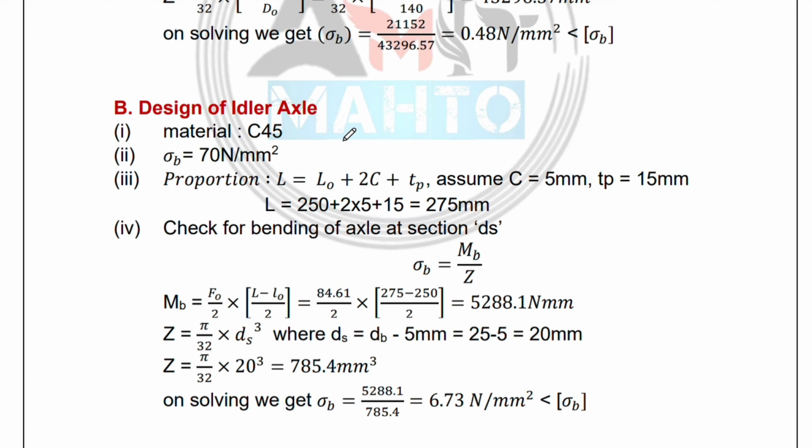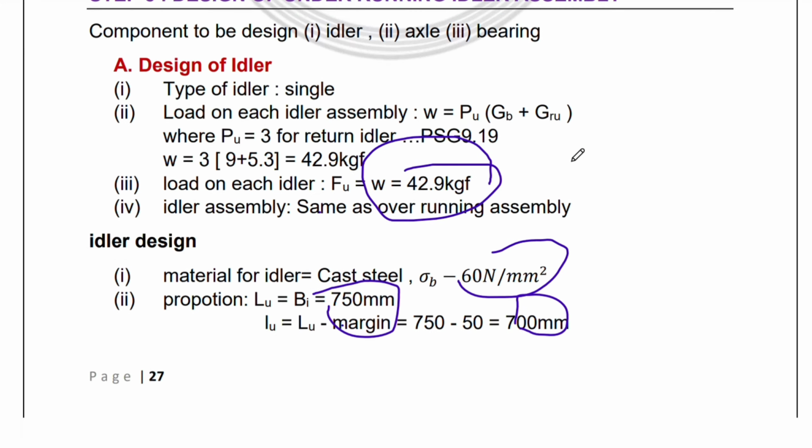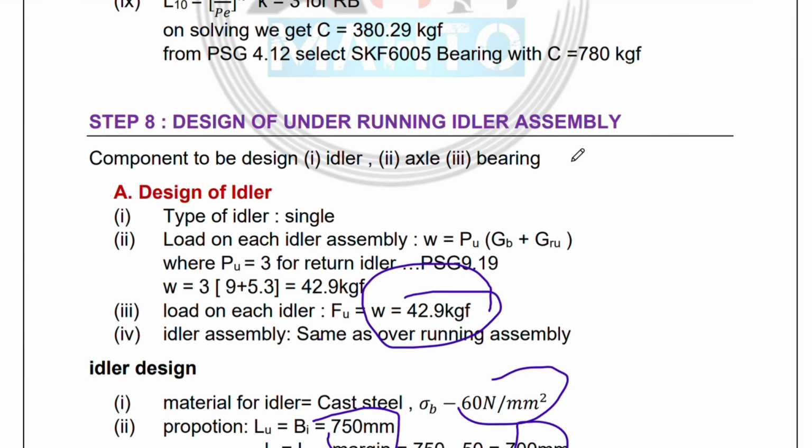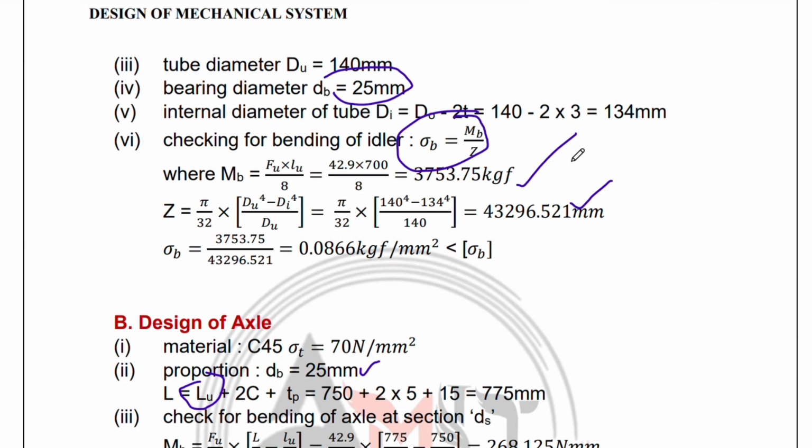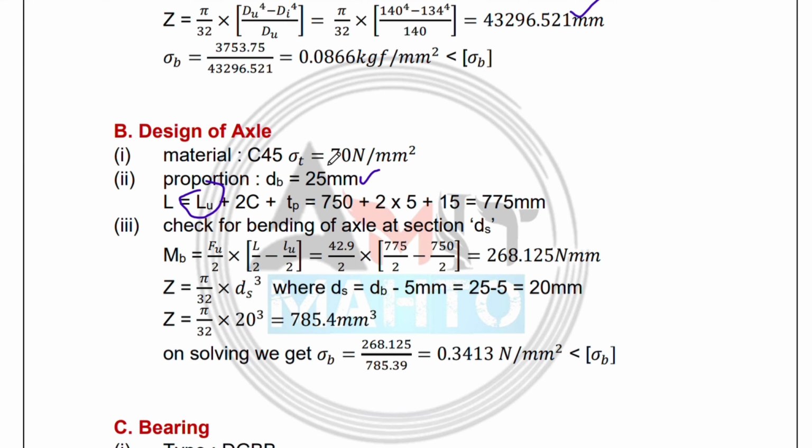See, in overrunning we have assumed C is equal to 5 and TP is equal to 15. So in underrunning also you have to assume the same. In design of underrunning also you have to assume it the same, so C will be 5 and TP will be 15. Both assumed, get the value, substitute it, and capital L will be 775 mm.